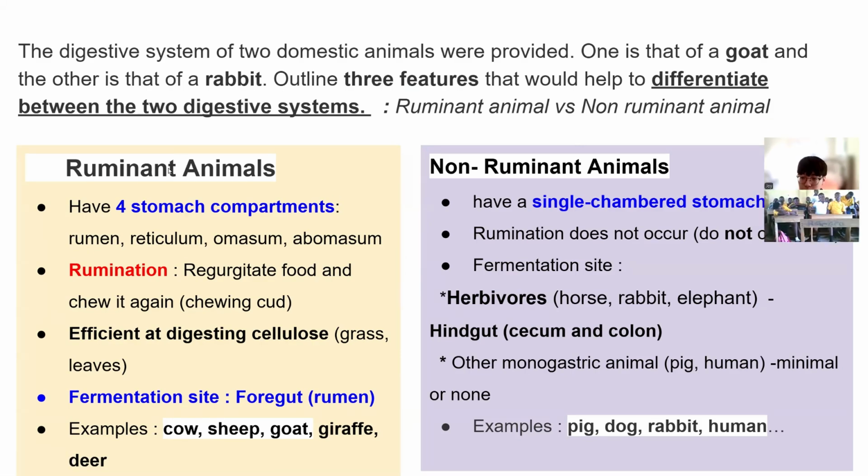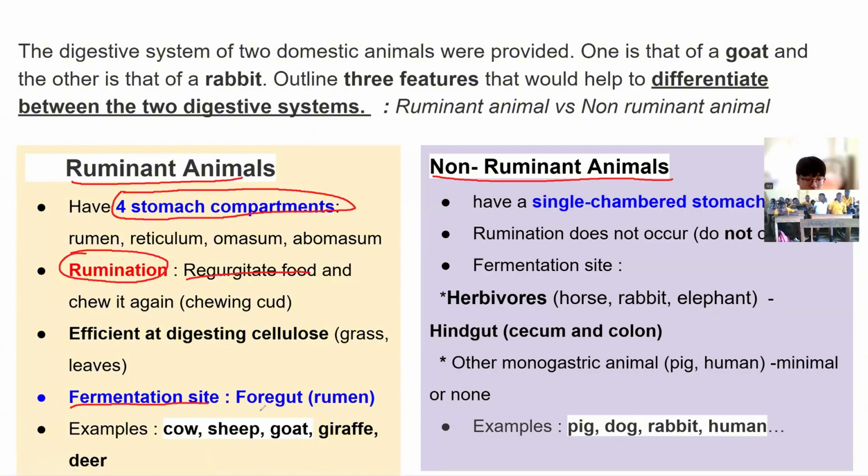Sorry if you couldn't hear me, but I was just talking about ruminant animals and non-ruminant animals. Ruminant animals have four stomach compartments, where rumination is vomiting out food, chewing it again, and then they have a fermentation site at the rumen. We have given some examples, things like cow, sheep, goat, giraffe, deer.